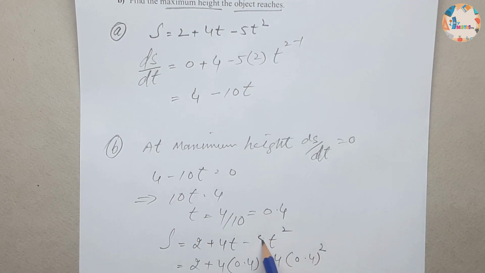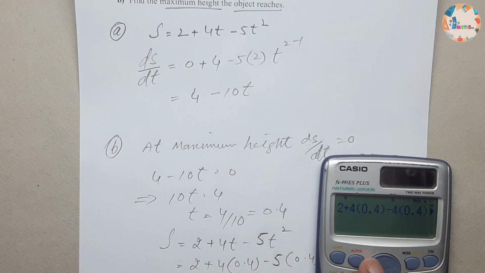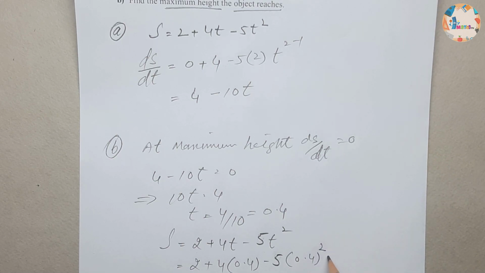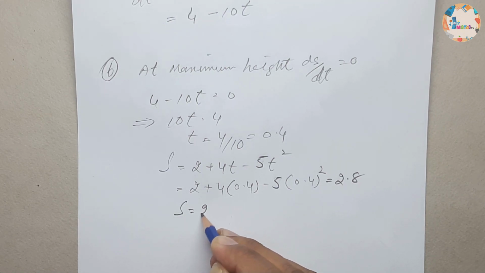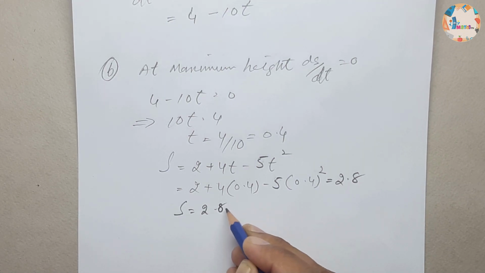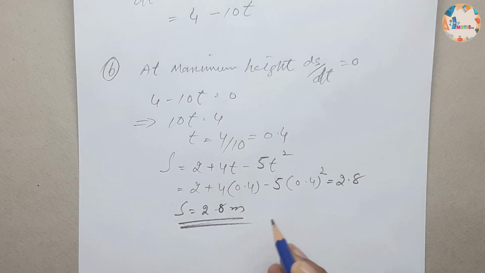So this will be 5 over here, and this one also 5 over here. And now if we calculate this with 5, we'll be getting 2.8. So our answer will be 2.8. So height s will be equal to 2.8 meters. So this will be our answer.